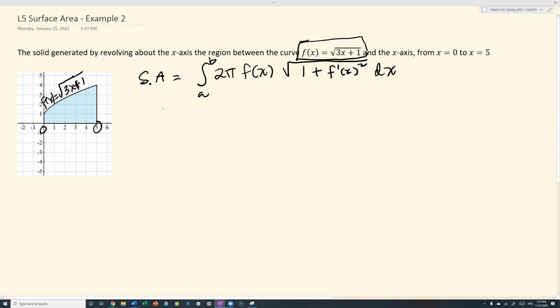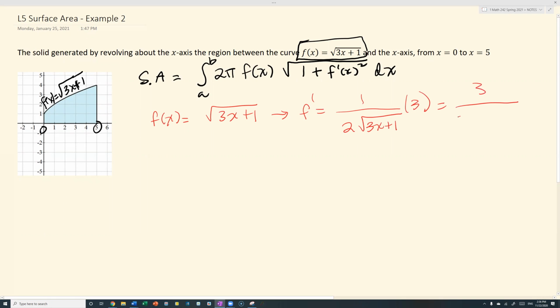Since f of x is equal to the square root of 3x plus 1, then the derivative is going to be 1 over 2 square root of 3x plus 1 multiplied by the inside derivative, which is 3. So that would be just 3 on the numerator, 2 square root of 3x plus 1. And that is what's going to go into here, right?